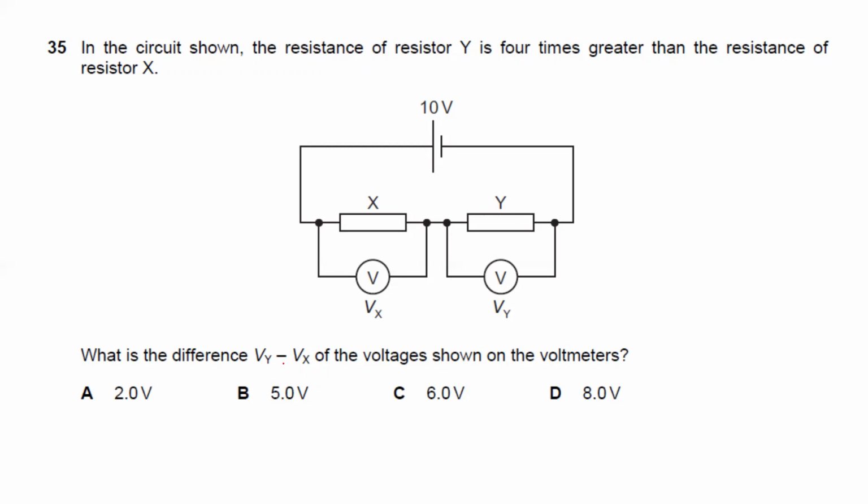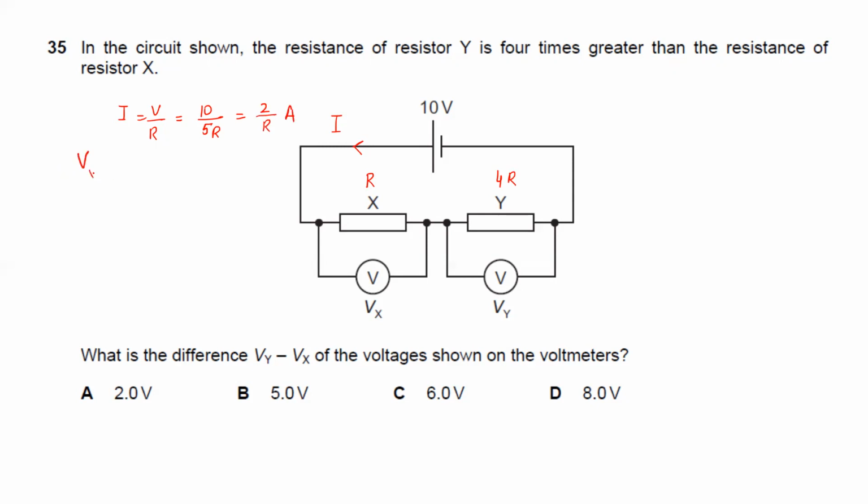What is the difference in Vy and Vx of the voltages as shown? Say this resistance is R and the resistance for Y is 4 times greater than R. If I have to measure the current I, it will be V divided by R. My voltage is 10, and the total resistance is R plus 4R, 5R. So it will be 2 divided by R, that is the current in there.